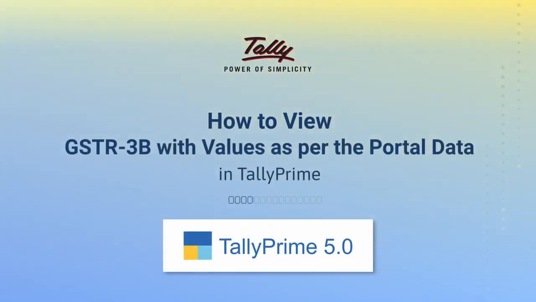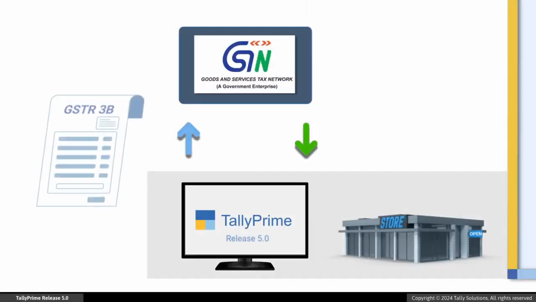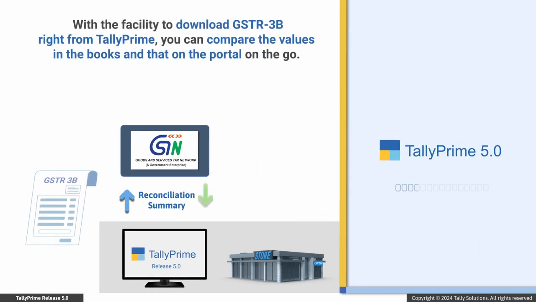In this video, you will understand how to view GSTR 3B summary as per books and that as per the downloaded portal data in Tally Prime. GSTR 3B is a return that displays all the sections along with the portal data, which helps you in reconciliation of GSTR 3B summary. Tally Prime Release 5.0 brings in a facility to download returns from within Tally Prime.